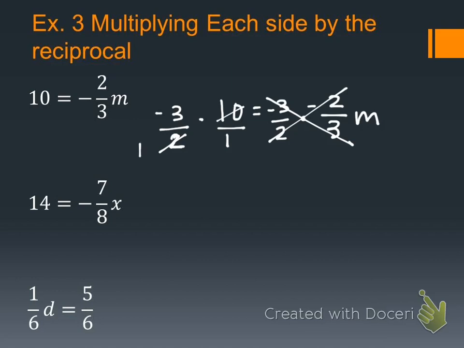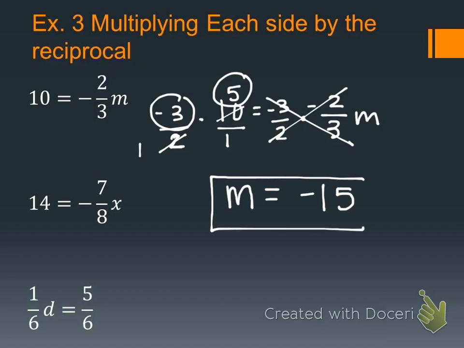2 goes into 2 one time. 2 goes into 10 5 times. So then I can just multiply straight across. M is equal to what? 5. I multiply negative 3 times 5, which is negative 15. Okay?